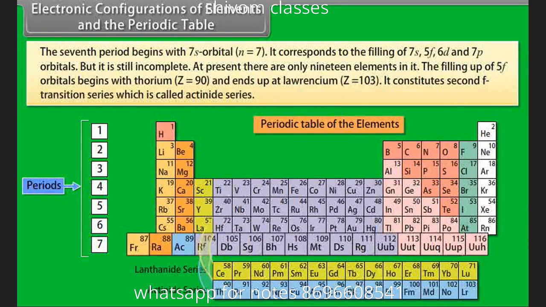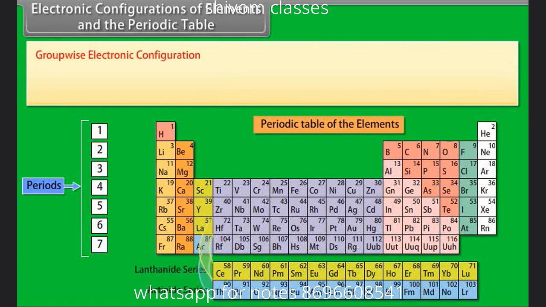The seventh period begins with the 7s orbital, n equals 7. It corresponds to the filling of 7s, 5f, 6d and 7p orbitals, but it is still incomplete. At present, there are only 19 elements in it. The filling up of 5f orbitals begins with thorium, atomic number 90, and ends at lawrencium, atomic number 103. It constitutes the second f transition series, which is called the actinide series.